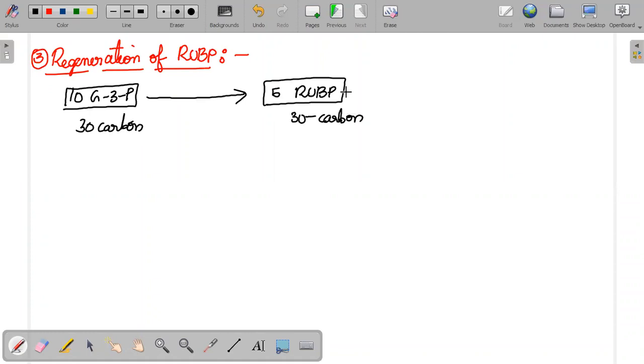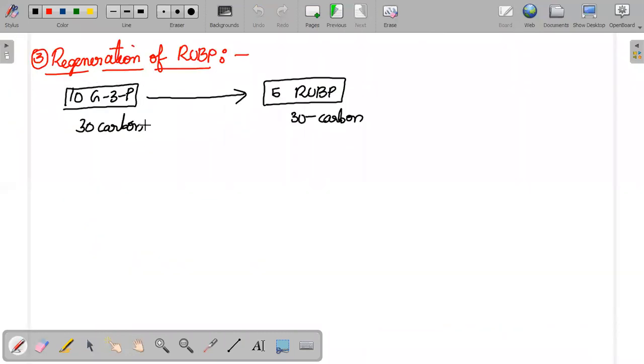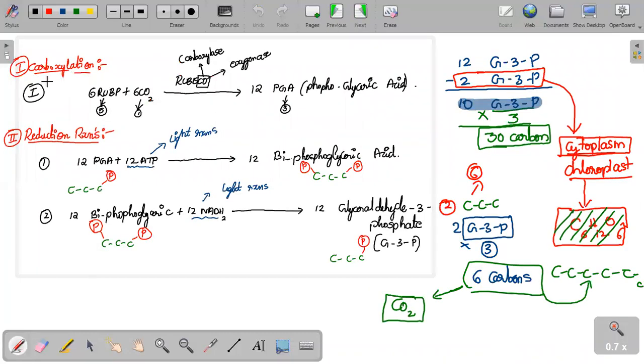And these 5 RuBP molecules will again start the first step, carboxylation, and it will go to the second step, and again come to the third step. It will get recycled or regenerated again and again so that it can be utilized every time.